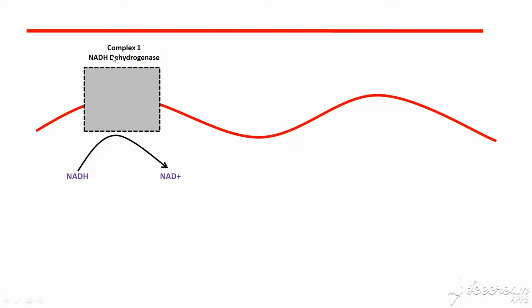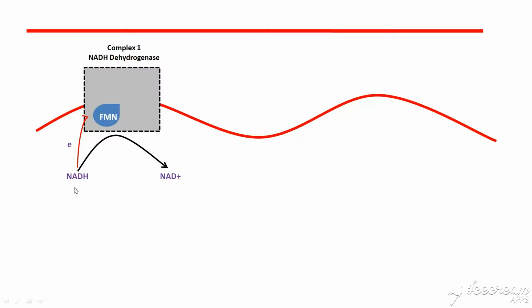So we're going to start with complex 1 because this is where the electron transport chain starts. Now, complex 1 is also called NADH dehydrogenase. Why is it called that? Because basically it's going to oxidize NADH. So it's going to take the electron from NADH. Now remember, we said before that NADH and FADH are electron carriers. So complex 1 is then going to take this electron from NADH and give you NAD+.